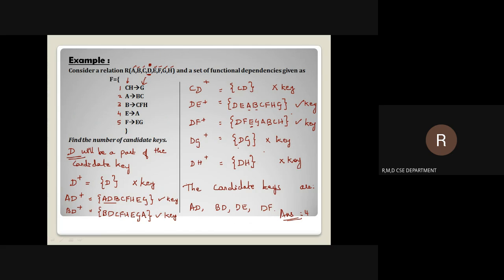This is how we have to find the candidate keys for the relation. Hope you understand the concept.